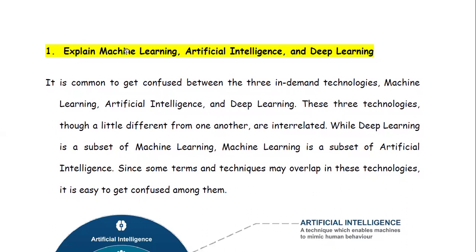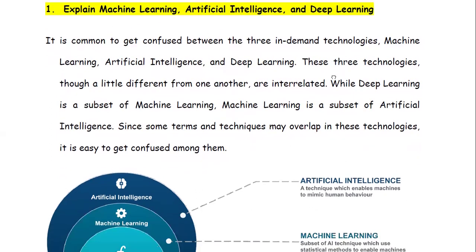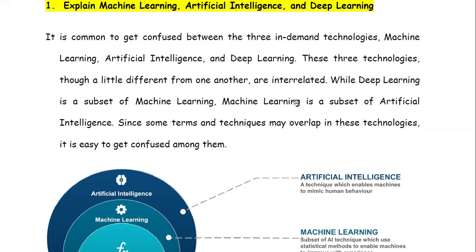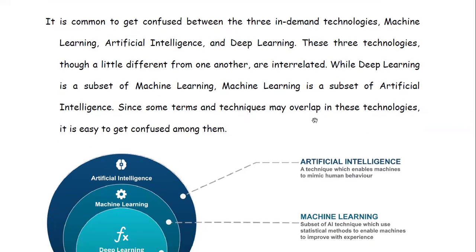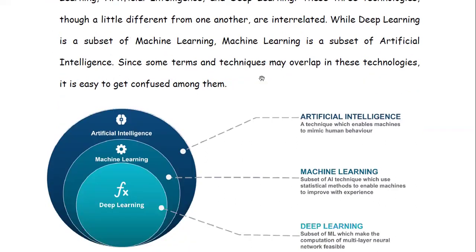First, explain machine learning, artificial intelligence, and deep learning. You know these three terms are very trending now, so you have to have a basic idea about them. It is very common to get confused between these three in-demand technologies: machine learning, AI, and deep learning. But obviously, there is a little difference among them, although they are interrelated.